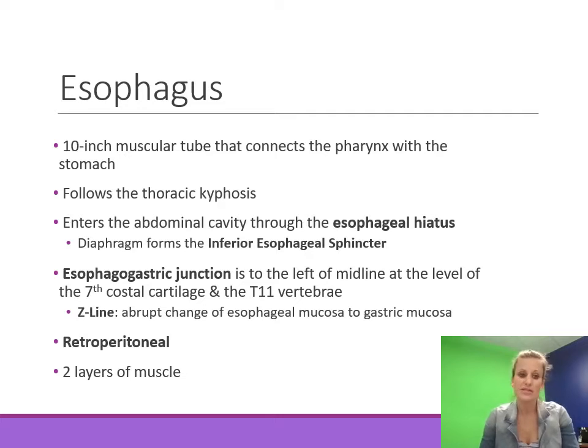The esophagus is curved. It follows the curve of the thoracic spine. Remember, that's referred to as the thoracic kyphosis, right? It's a curve that curves back and out away from the body. So the esophagus just follows that curvature as it progresses through the thorax. The esophagus enters the abdominal cavity through the diaphragm, and the opening in the diaphragm that it passes through is referred to as the esophageal hiatus. So it passes through the esophageal hiatus of the diaphragm to enter into the abdominal cavity.